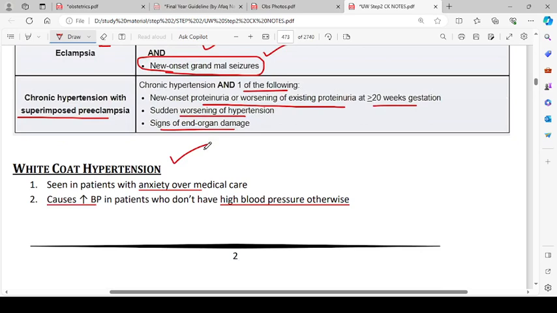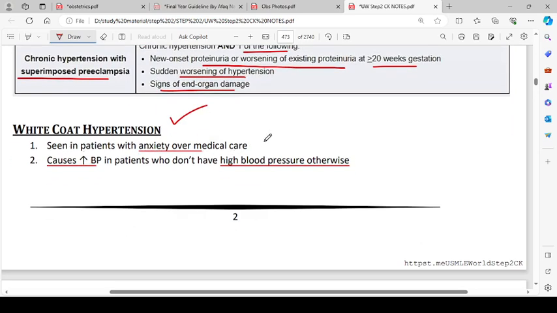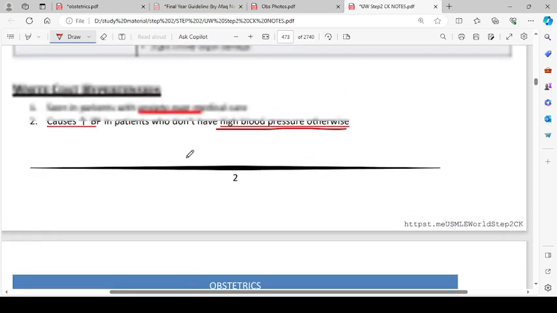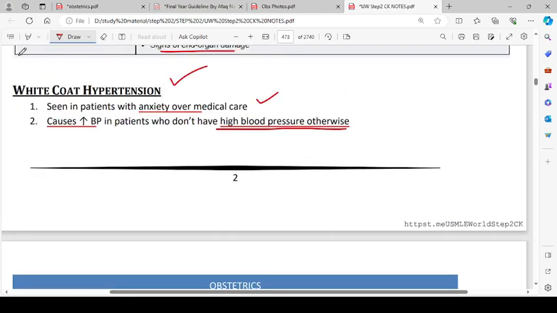What is white coat hypertension? It is seen in patients with anxiety over medical care. It is increased blood pressure in patients who don't have high blood pressure otherwise. In white coat hypertension, in the clinical settings, the patient with normal blood pressure has elevated blood pressure in the hospital settings.